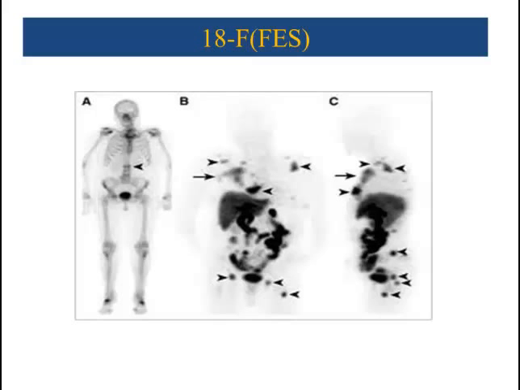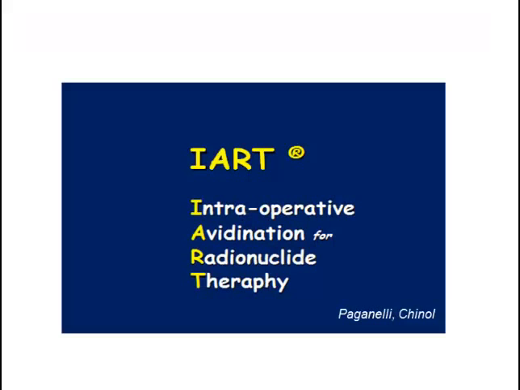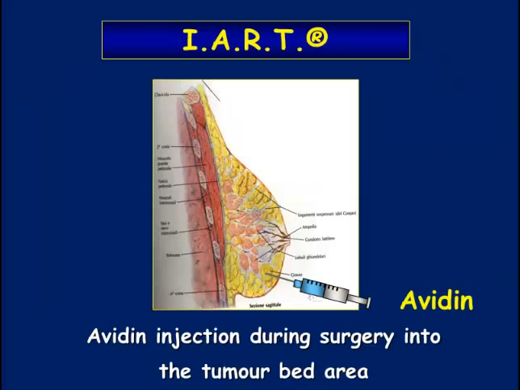So I'm moving to intraoperative avidination for radionuclide therapy. The reason for this is that there are therapies in this area. It's been used since 2004 in Milano, Italy, at the Institute of Oncology, where I got training. Usually in IART, the surgeon just distributes the avidin. Avidin is a protein, positively charged. It's always chemistry, positive and negative. So avidin is injected during surgery into the tumor area.